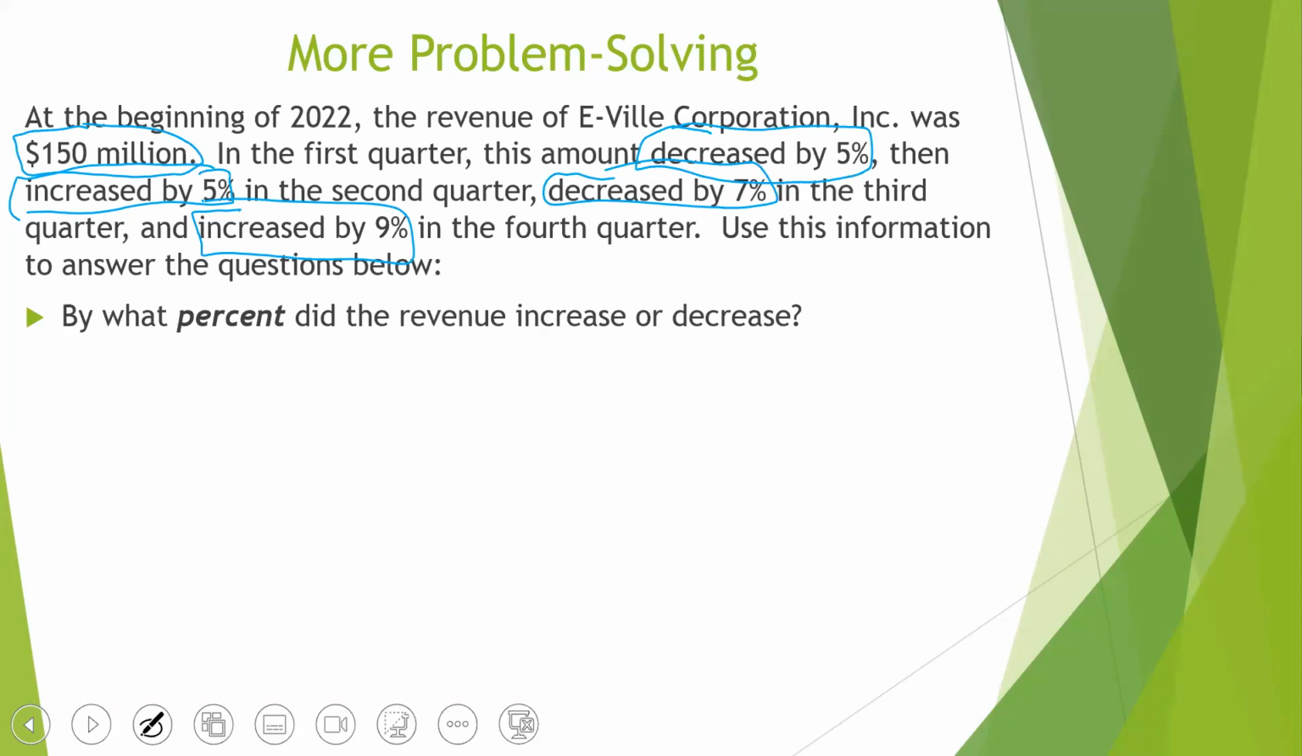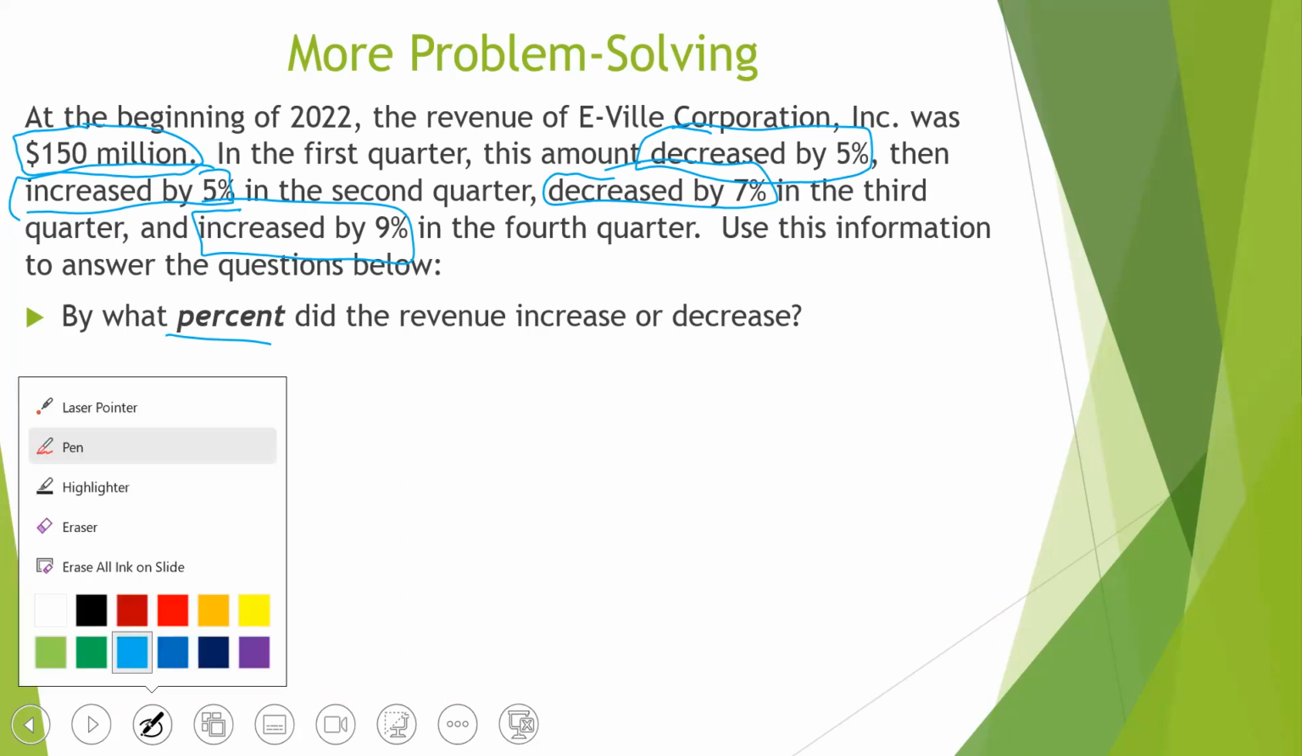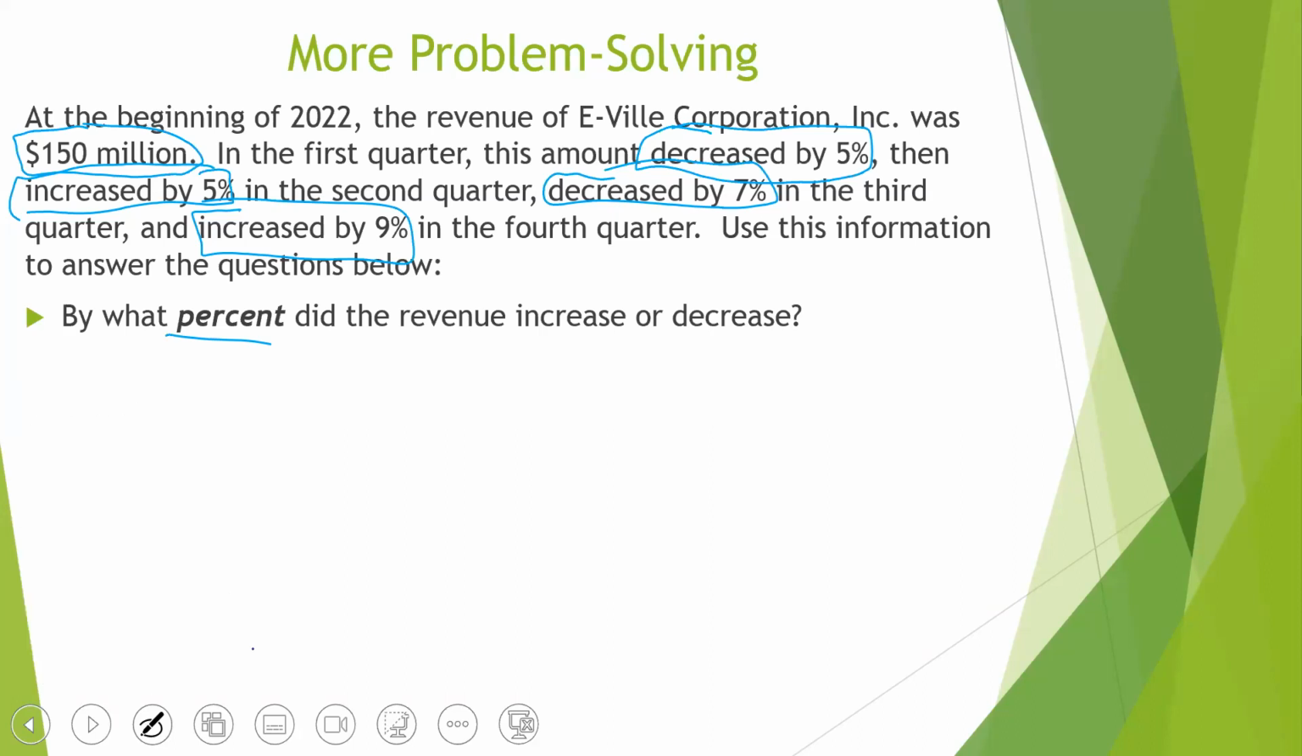The first one being, by what percent did the revenue increase or decrease? Okay, so we're trying to figure out a percentage change here. Now, first things first. There are several stages of how the revenue is increasing or decreasing, right? In fact, it increases or decreases 4 times. So at the end of the first quarter it decreases, then it increases by a certain amount, then it decreases by 7%, and then increases by 9%. So we're going to have to do 4 different calculations here.